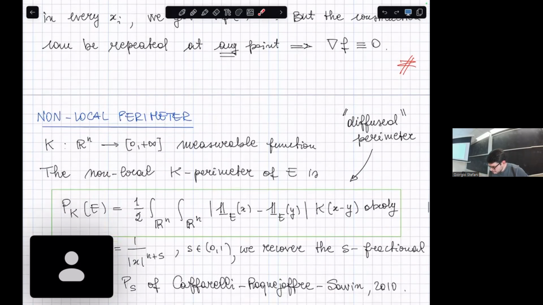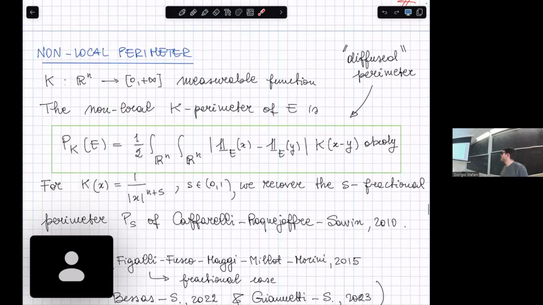In the remaining time, we'll say something about a more exotic example of perimeter, which is the non-local perimeter. The non-local perimeter is defined this way. So you give me a function k, just measurable, non-negative, okay? And I will use that as a kernel. This is why I call it k. What is the definition of perimeter depending on this kernel?